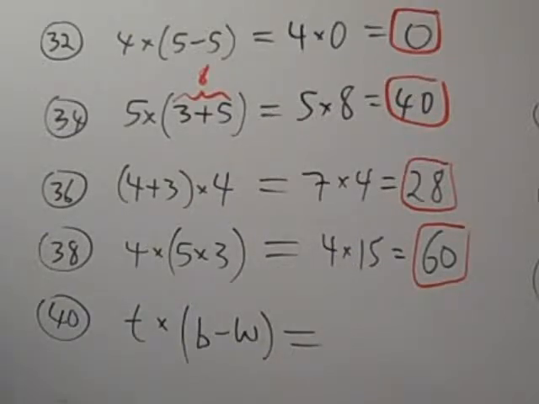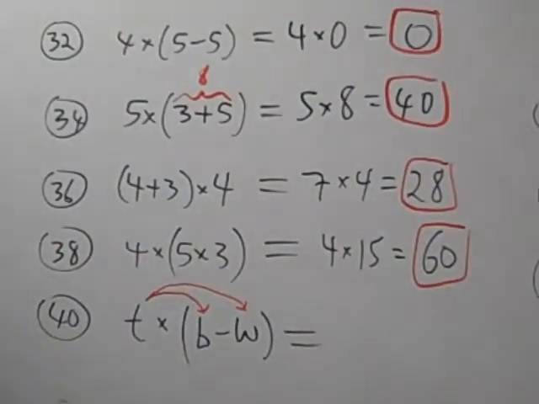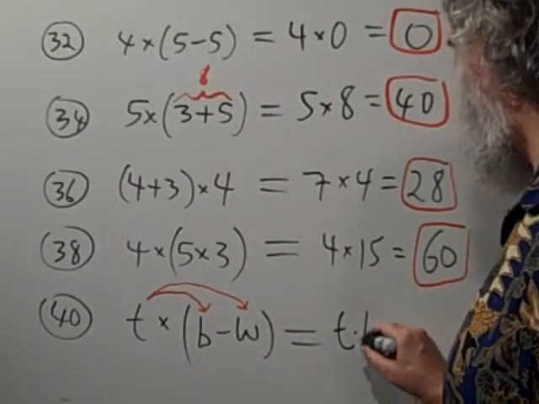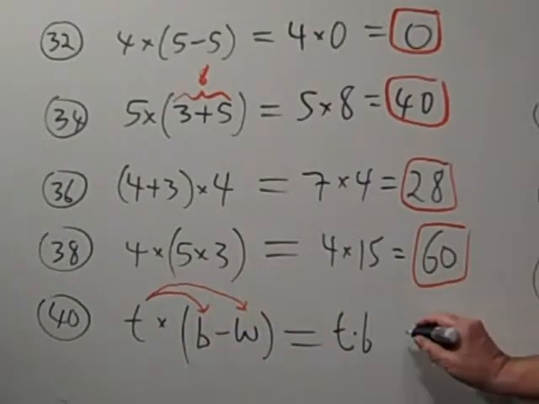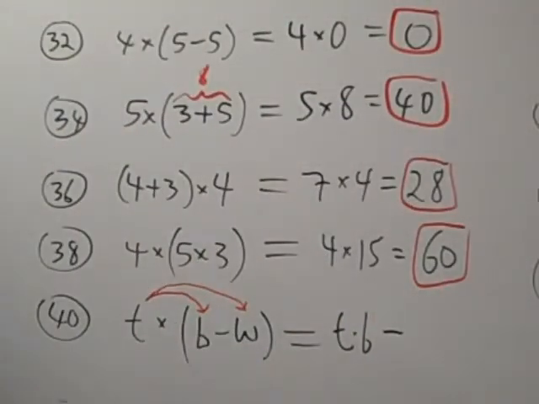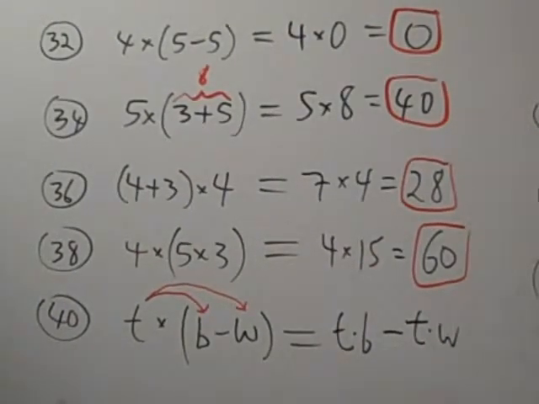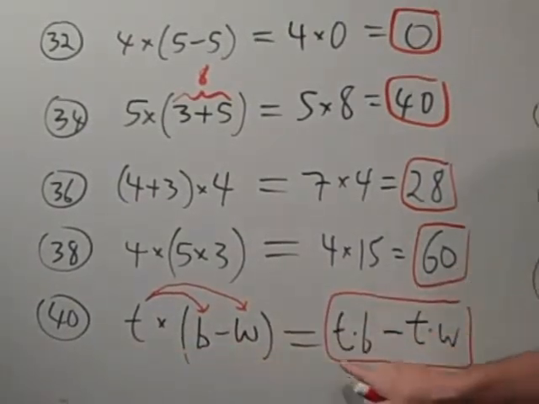Finally, t times b minus w. We have to use the distributive law. The distributive law says that multiplication distributes over addition and subtraction. So this is equal to t times b. T times b, I'll use a little dot instead of the x for times. In algebra we don't like this for multiplication. Then minus t times w. So that's all you can do to simplify this one, or multiply it out. Technically this is simpler than this, but that's all we can do.